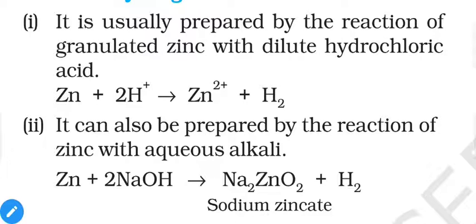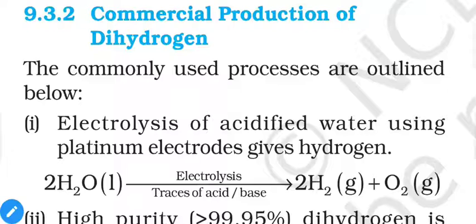Zinc is more reactive than iron, which means it can release more hydrogen. Simply put, metals that are more metallic than hydrogen simply replace hydrogen from the HCl. So zinc metal with HCl produces zinc chloride and hydrogen gas. Now the second reaction is a similar type of reaction. When zinc reacts with an alkali or base, it produces a complex compound as mentioned here, sodium zincate, and it produces hydrogen gas. Now the second type of reactions are commercial production of dihydrogen.